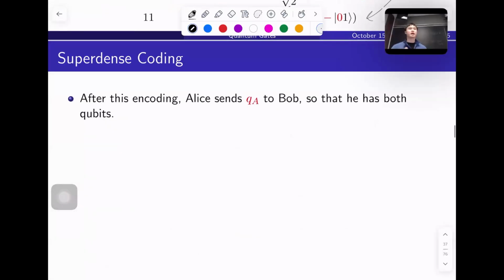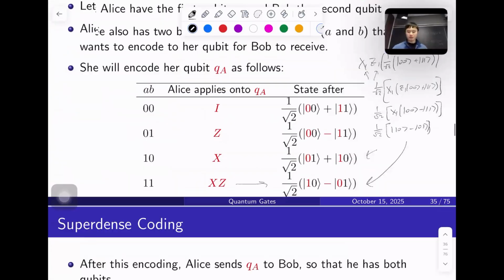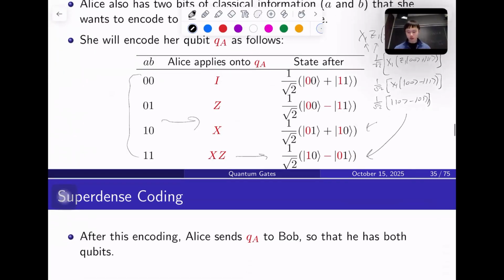Okay, so now after this encoding is done, going back to a high level, I wanted to encode 2 bits. Depending on what I wanted to encode, I applied something to my qubit, and now I'm going to send my qubit to Ian. So now Ian is going to have this entire state at his disposal, and he's going to want to extract out the 2 classical bits that I encoded into them.